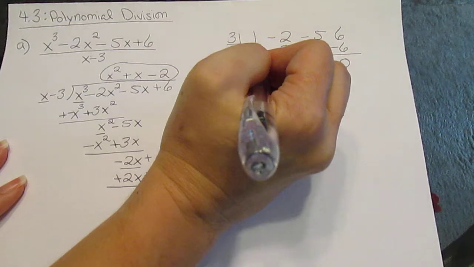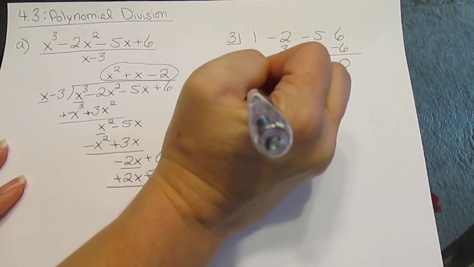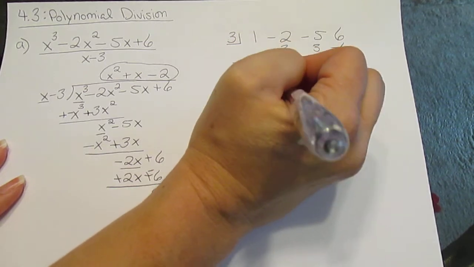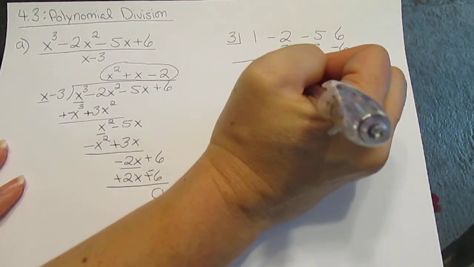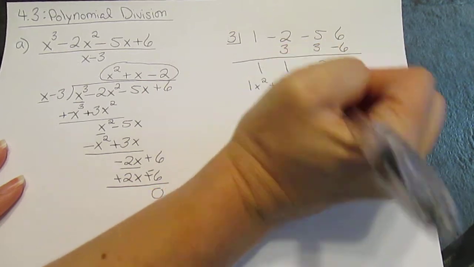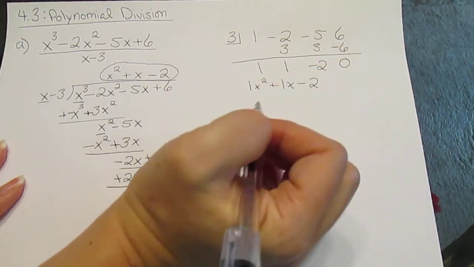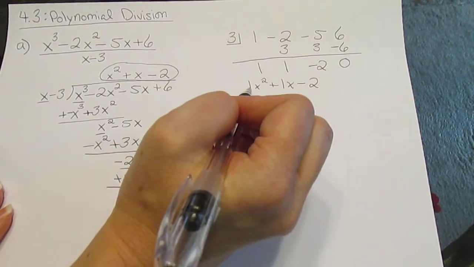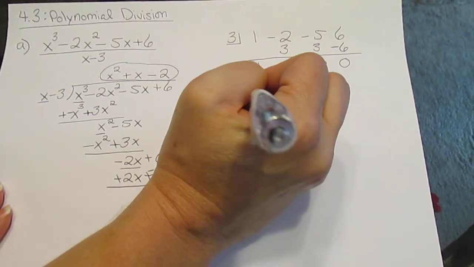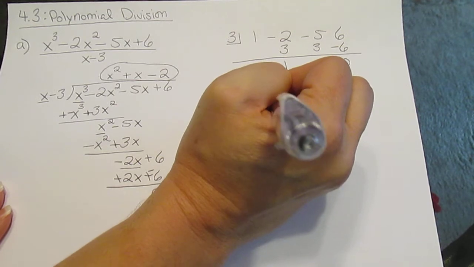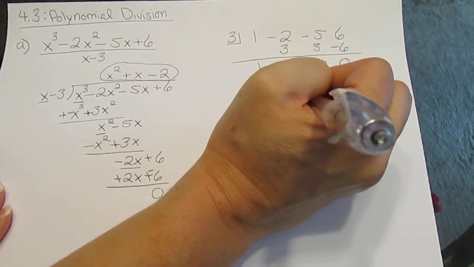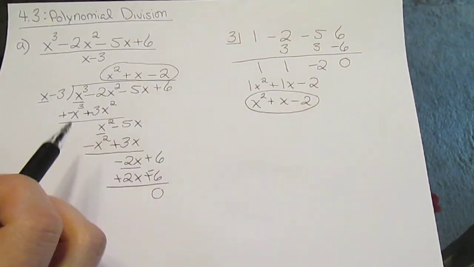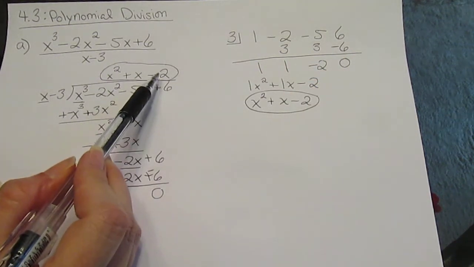Okay, so this is the coefficient that goes in front of it. So 1x squared plus 1x minus 2. And then you could put the remainder on there, but again, the remainder is 0, so we don't need to put it. Of course, you don't have to write these ones, so let me just write it as x squared plus x minus 2. And that's what we got when we did long division as well.